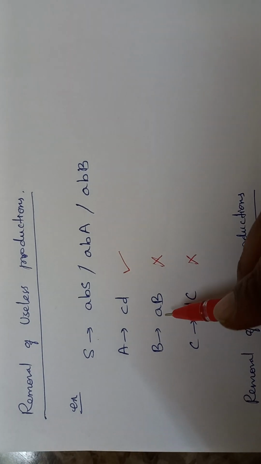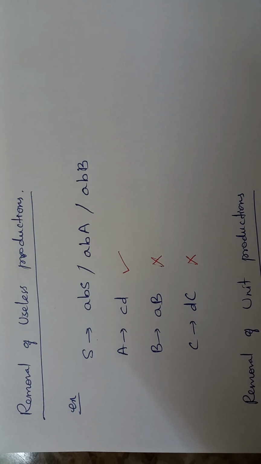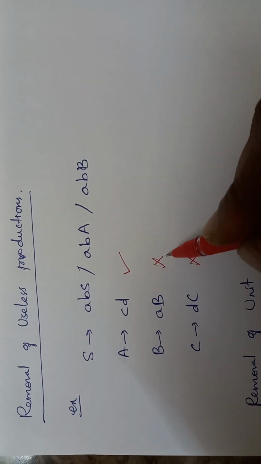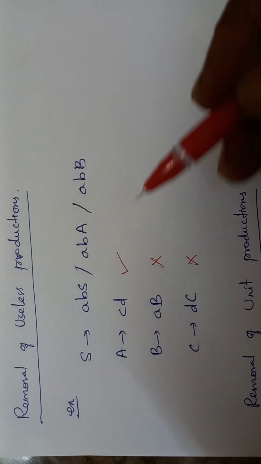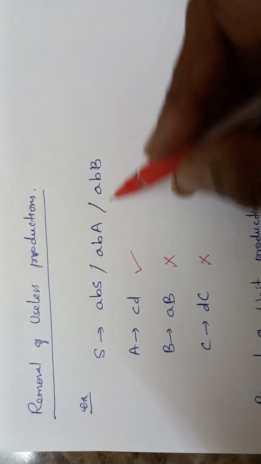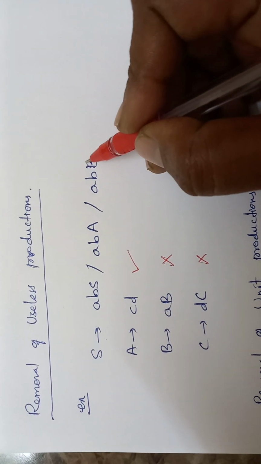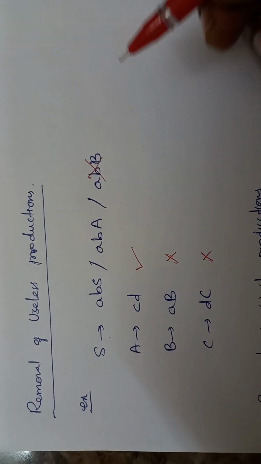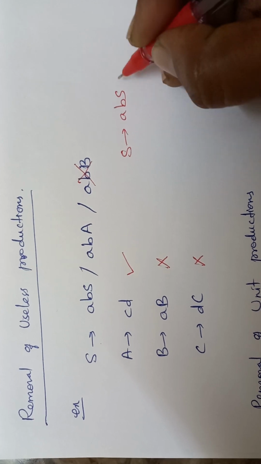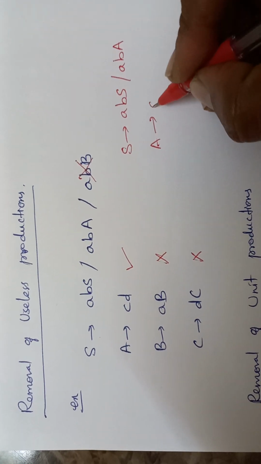So having these two productions in the grammar will not help us in deriving a language, so they can be removed. Once this is removed, wherever B and C are available, those productions can also be removed. C is not available on the right hand side of the productions, whereas B is available here, so that is also removed. So what exists is S derives AB S or AB A, and A derives CD.